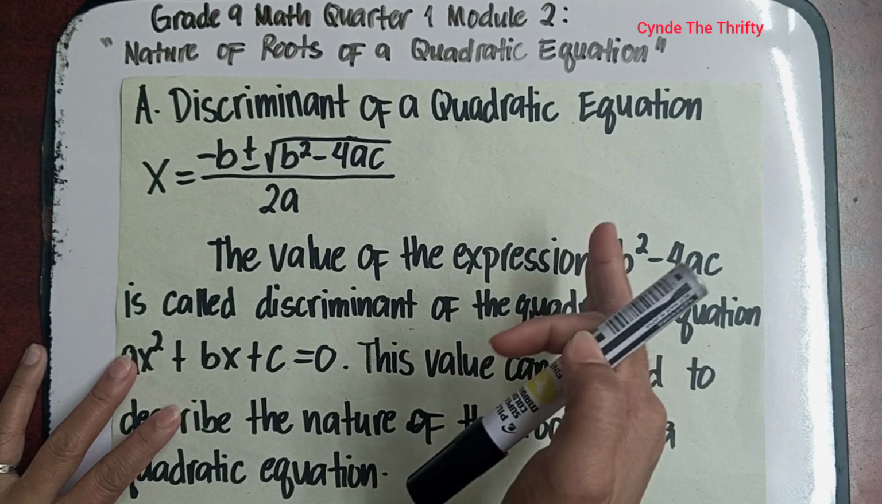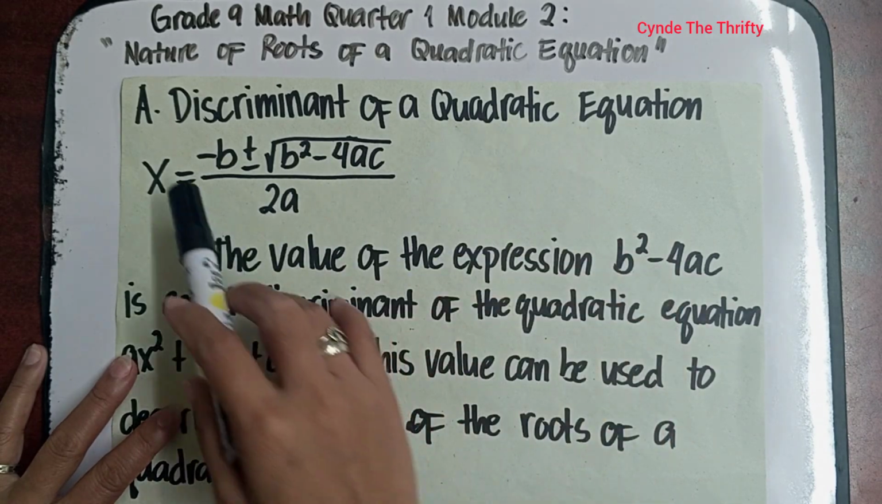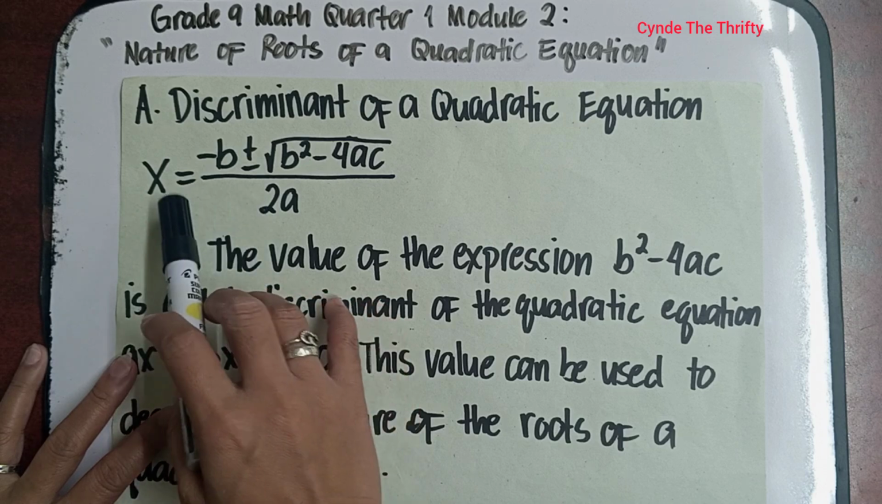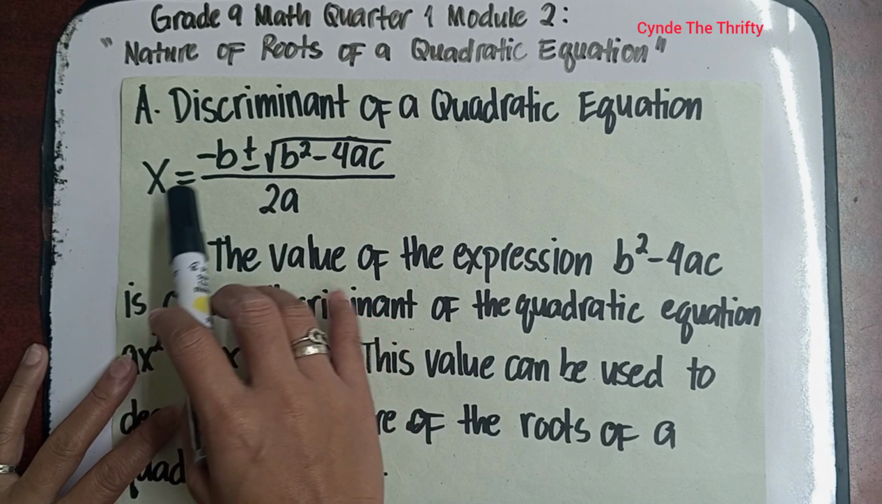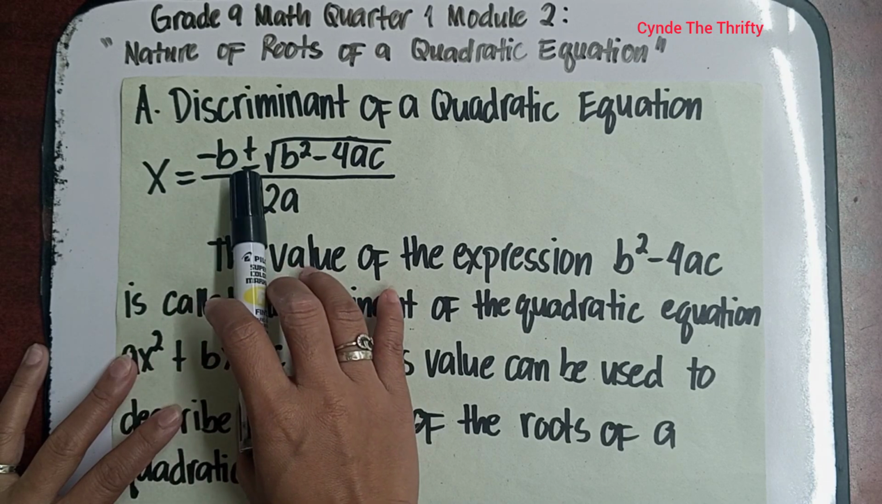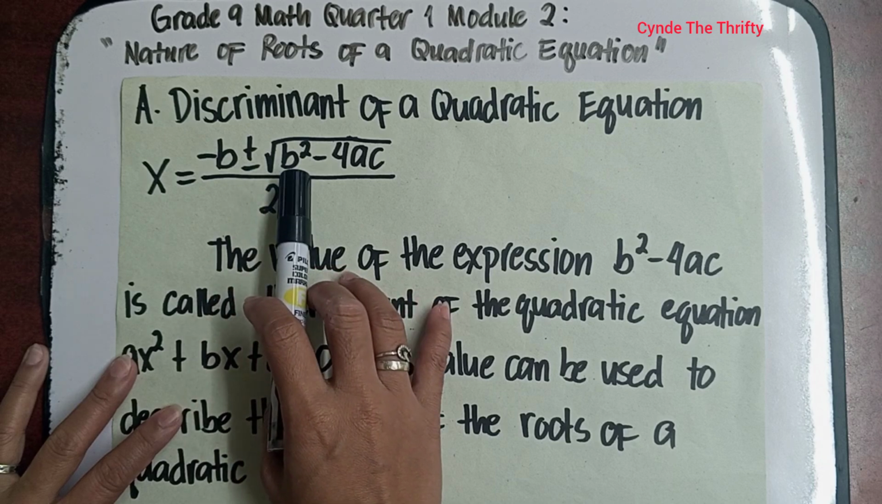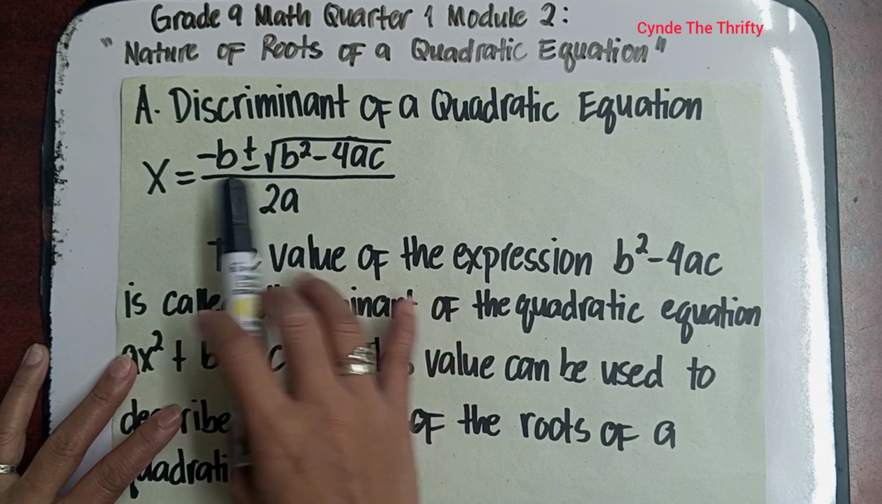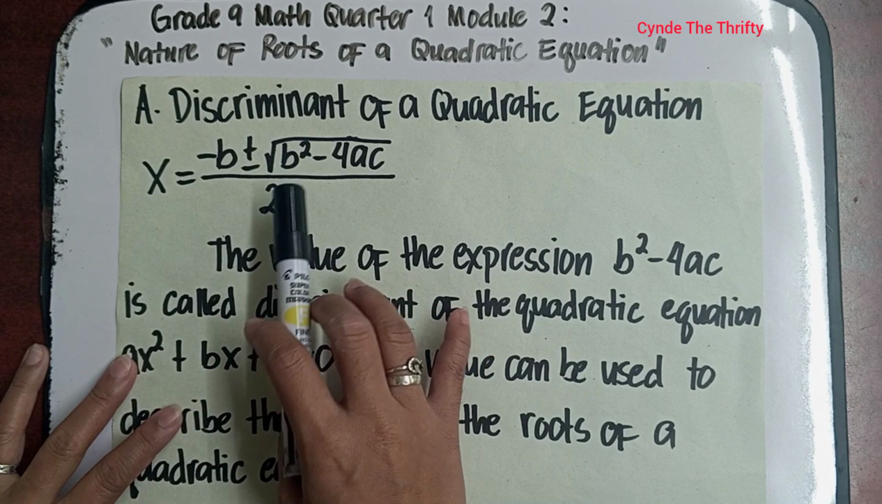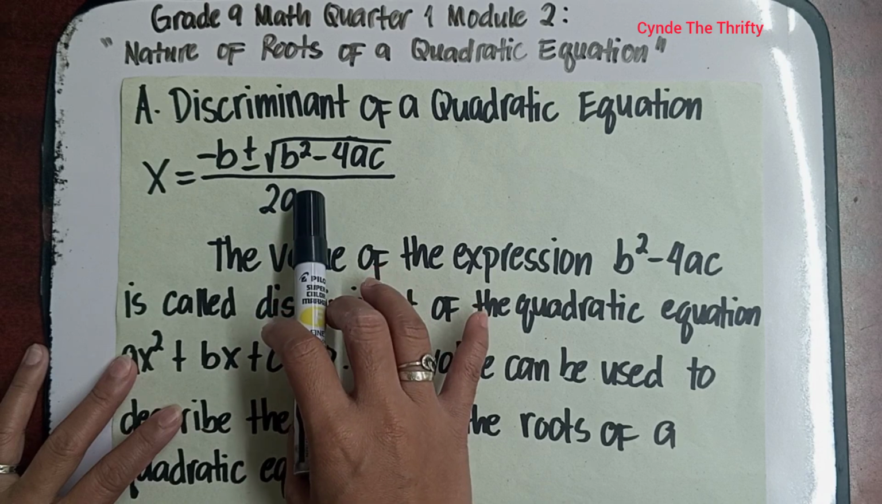Okay, sa pag-solve ng ating quadratic equation, ginagamit natin ang ating quadratic formula. So that is x is equal to negative b, positive and negative square root of b squared minus 4ac all over 2a. Okay, so ito yung quadratic formula natin.